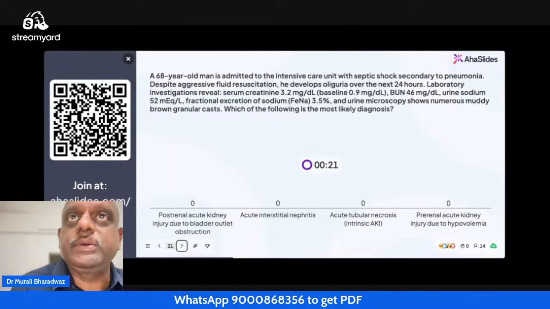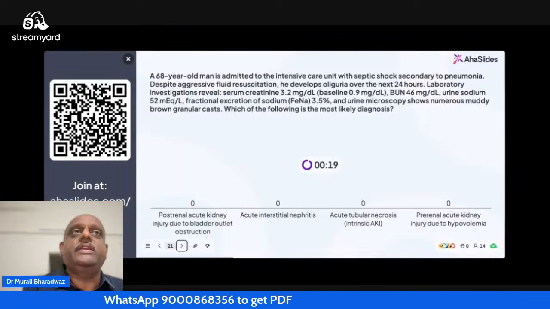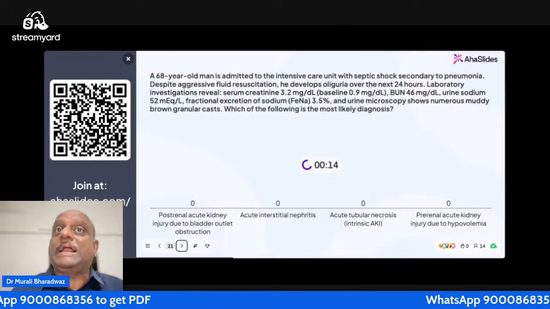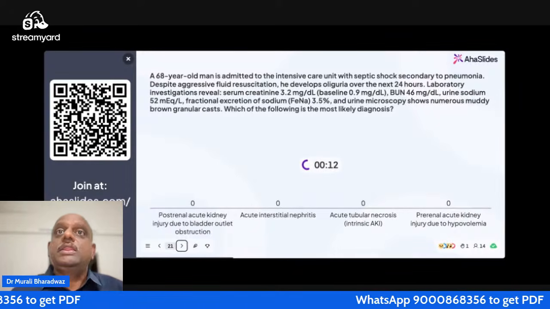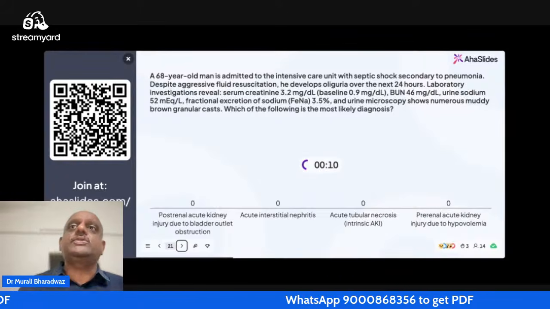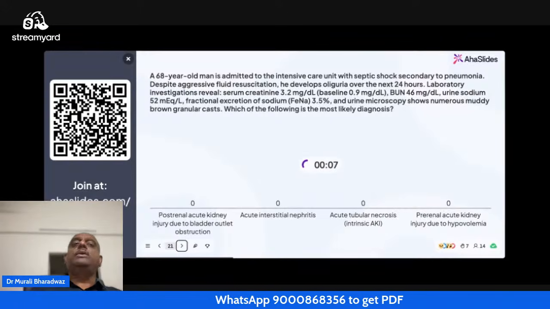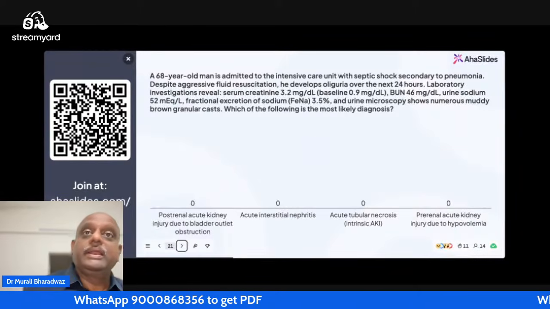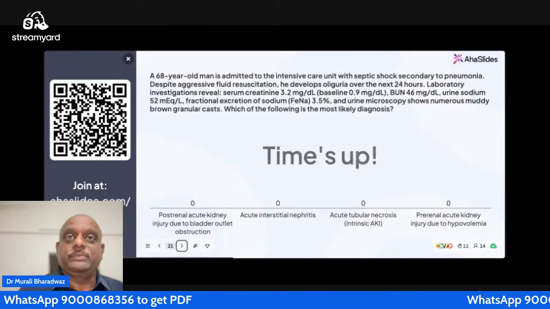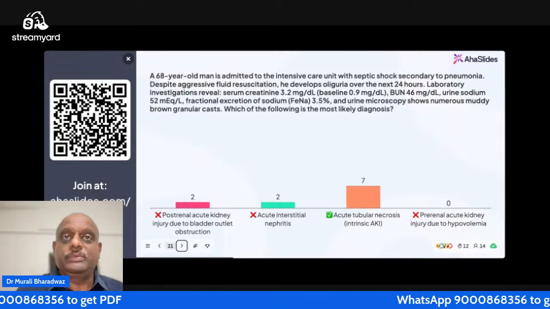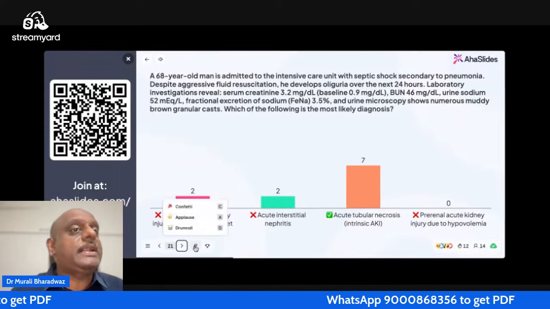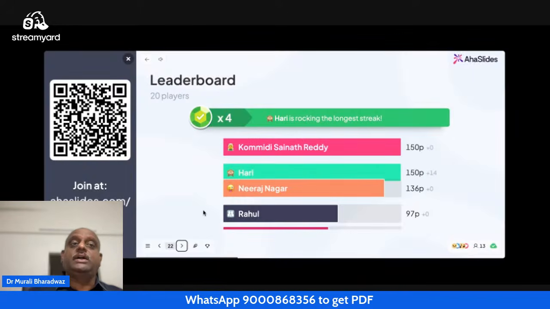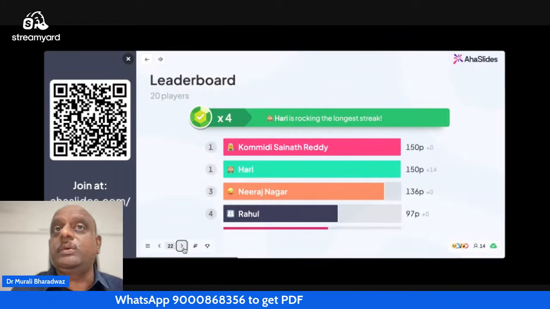A 60-year-old in the intensive care unit with septic shock secondary to pneumonia. Urine sodium is 52, fractional excretion of sodium is 3.5%, and urine microscopy is showing numerous muddy brown granular casts. What is your diagnosis, doctor? Great. Only 7 of you correctly answered. It is acute tubular necrosis, which presents with muddy brown casts, is what you need to remember.